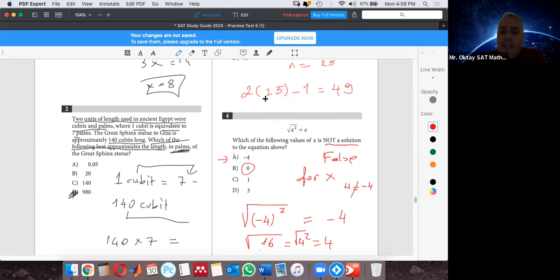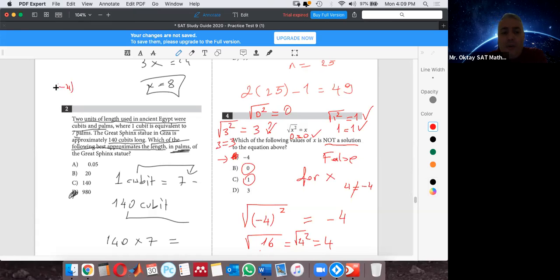But 0, for example, is 0 a solution? Yes, it is a solution. Why? 0 squared is 0. Outside, if x is 0, 0 is equal to 0. That means this is a solution. 1 is a solution. Why? 1 squared is 1, so 1 is equal to 1. Yes, that's it. What about 3? 3 squared is 9, root 9 is 3, so 3 equals 3. But negative 4 isn't a solution.